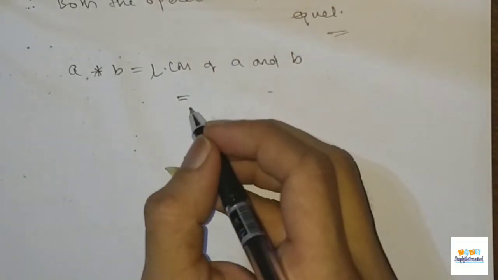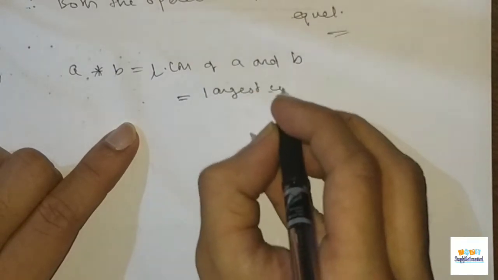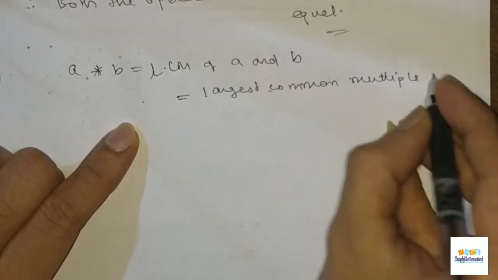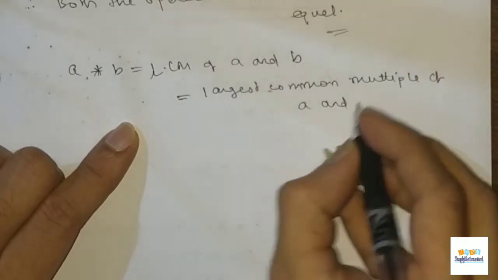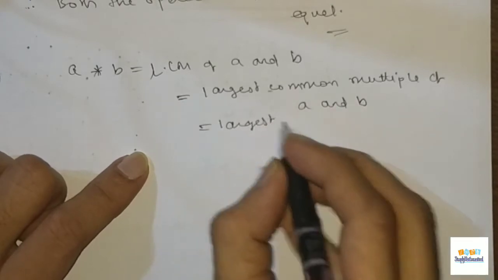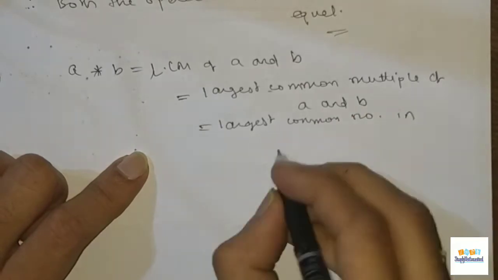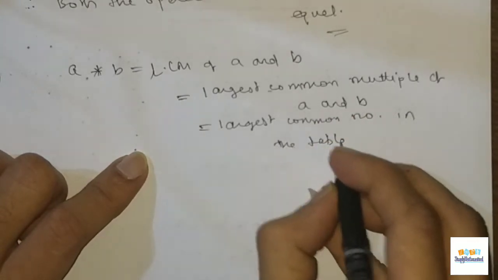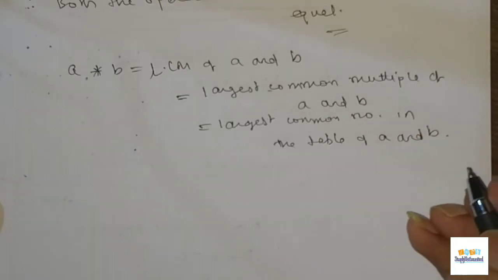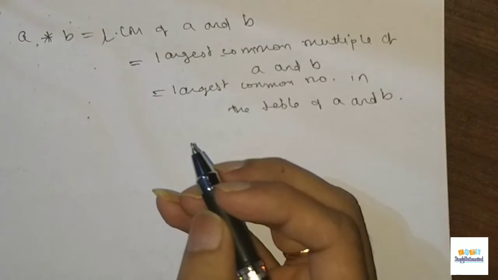Okay, now what is the meaning of LCM of a and b? LCM means least common multiple of a and b. Okay, so that means the common number in the table of a and b, okay, in the table of a and b, right? So that is the meaning of LCM of a and b.